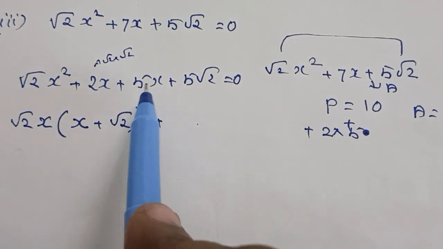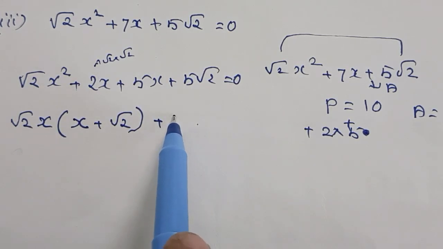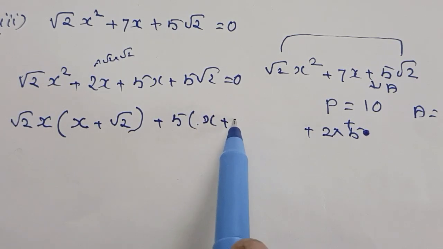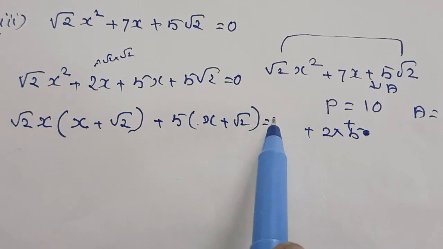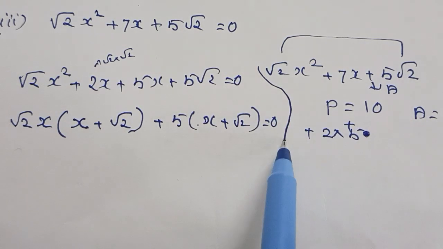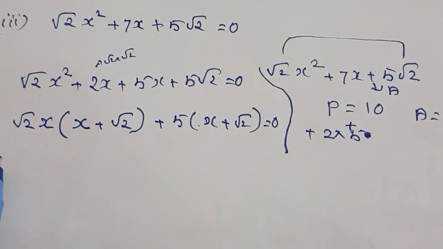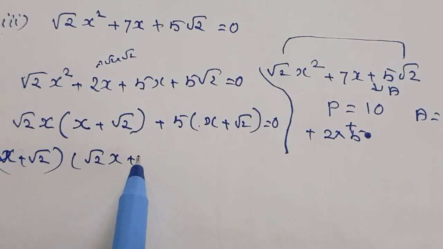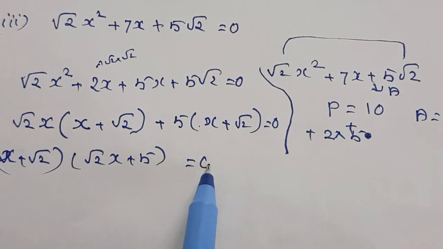Plus 5x and 5 root 2. Common factor 5. First one remaining x, second remaining root 2. That is equal to 0. Okay. That is x plus root 2. x plus root 2 into first remaining root 2x plus second remaining 5. That is equal to 0.